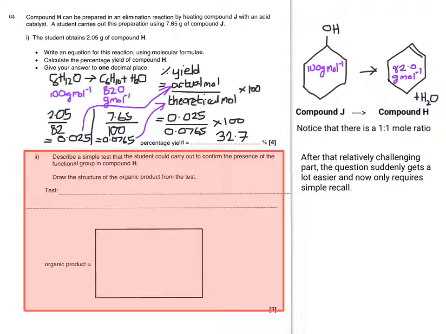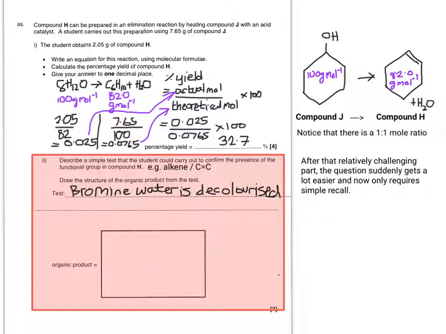So this next part of the question is quite straightforward because that last part was a bit harder. All you need to remember is a simple test that can be used to confirm the presence of the functional group in compound H, which is obviously the carbon-carbon double bond. So something along the lines of bromine water being decolorized is all you need for this one. So what you've got to do is take compound H and just put bromine onto the carbon-carbon double bond.